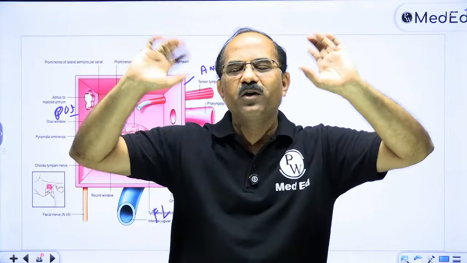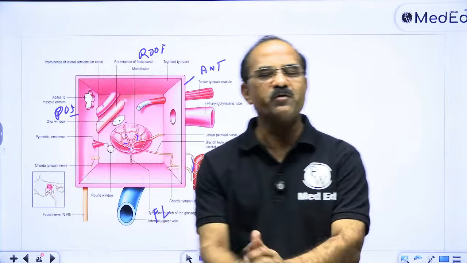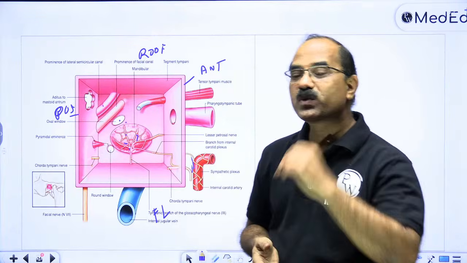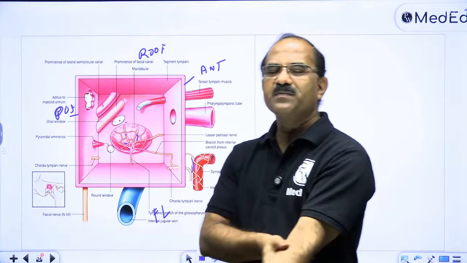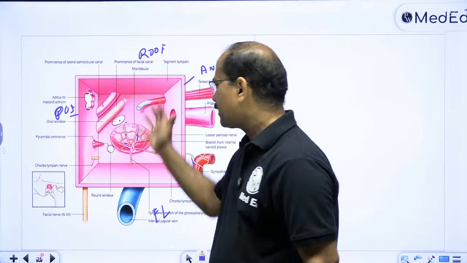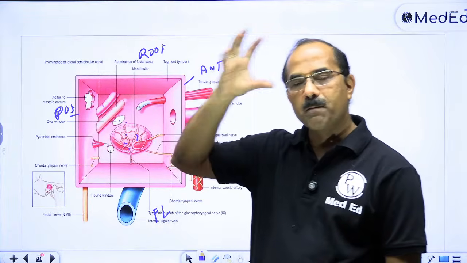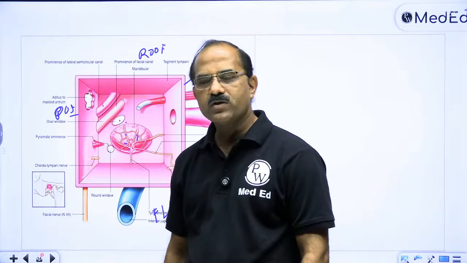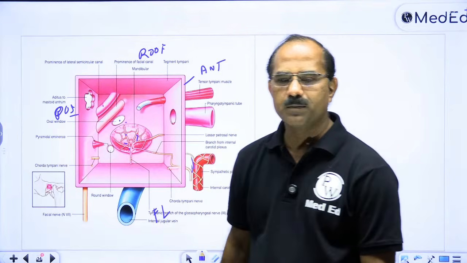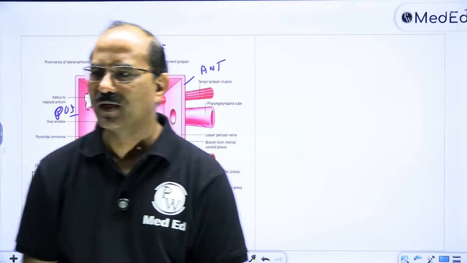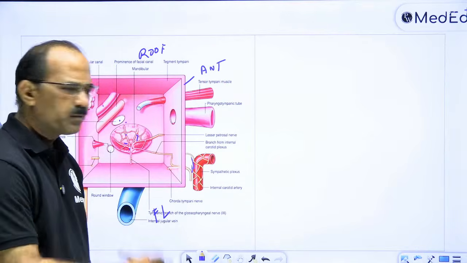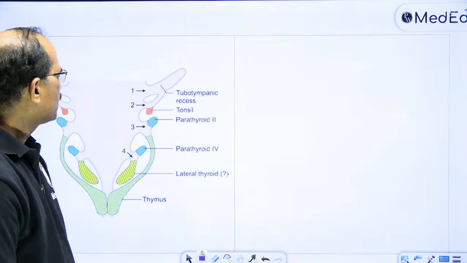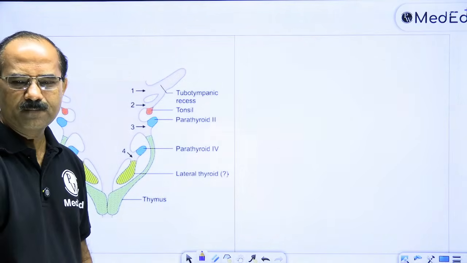What is the nerve supply of middle ear cavity? Nerve supply of middle ear cavity बोल सकते हो? The glossopharyngeal nerve through the tympanic plexus supplies the middle ear cavity. Fine. Okay, बस ये याद रखना आपको. Just remember the slide. हाँ, ठीक है.